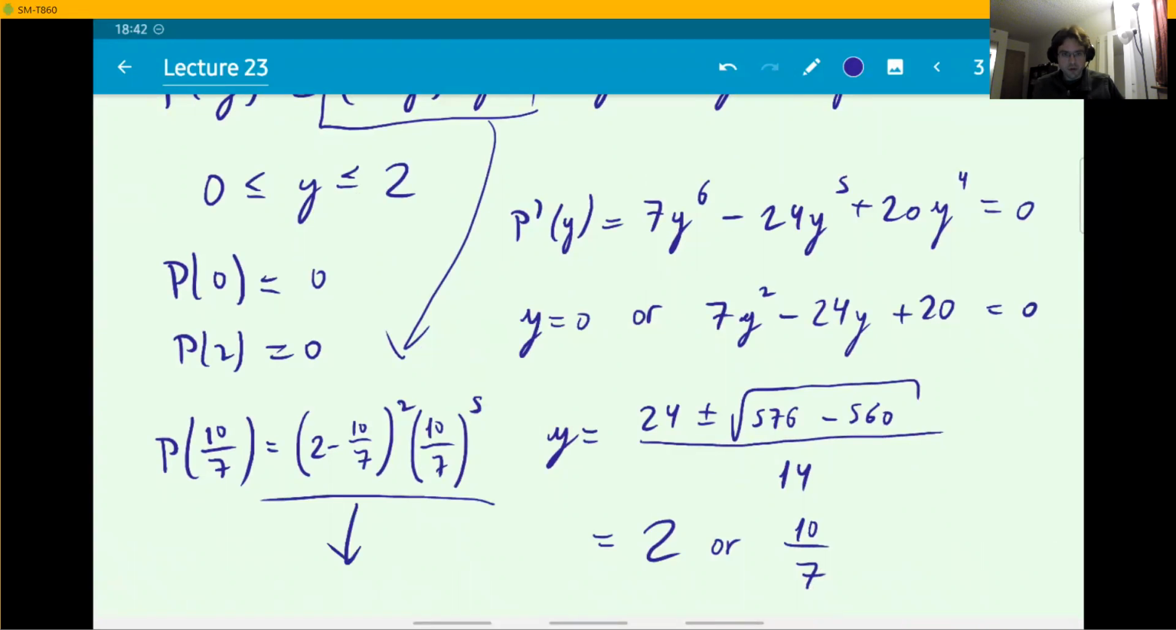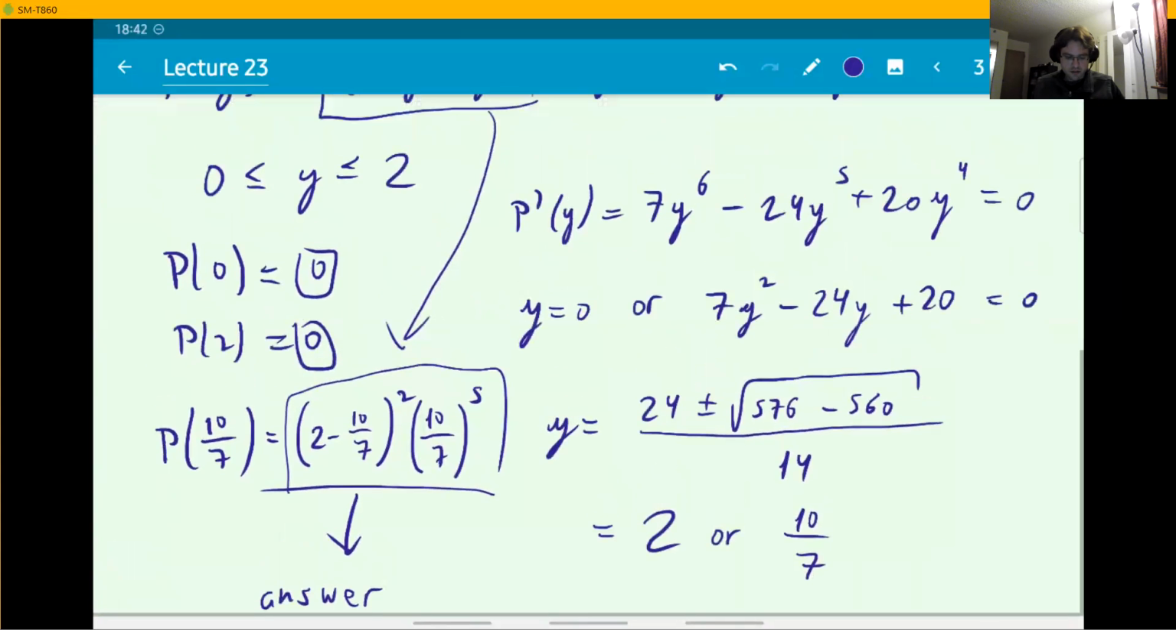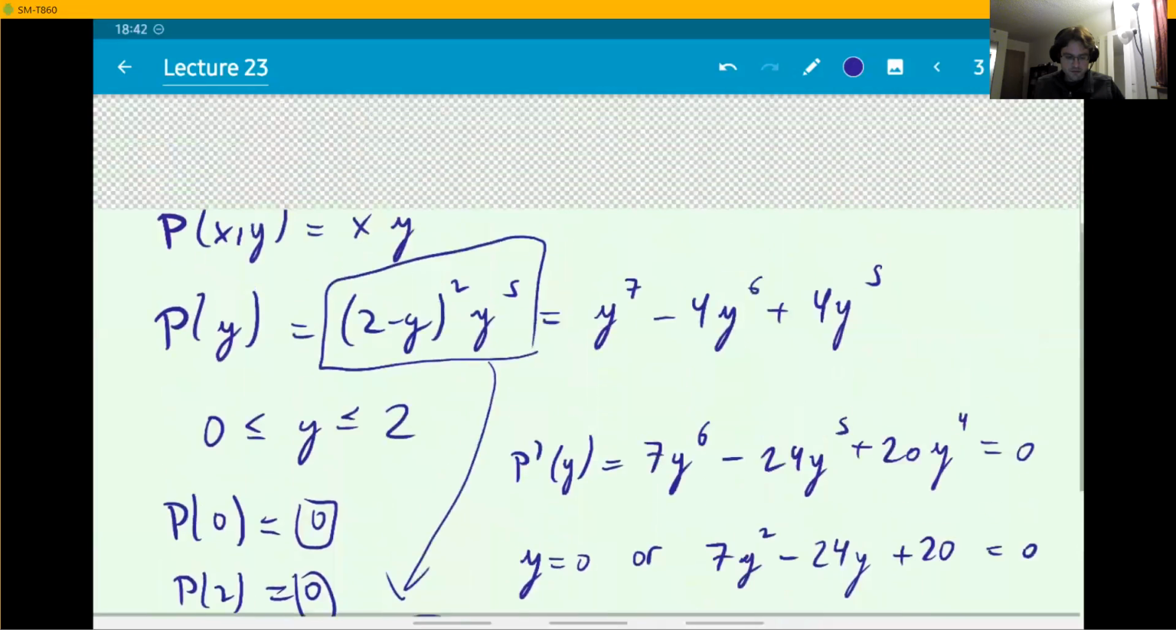How do we know this? We are comparing the 3 possible candidates for max that we found, and this was the largest one. So this is the largest possible value of that expression under the constraint x plus y equals 2.